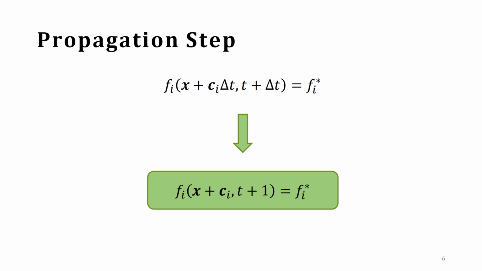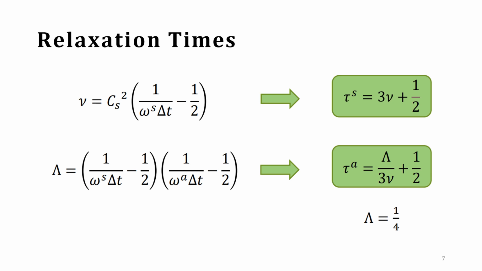The new distribution function after the propagation or streaming step is written as the first equation in this slide. Considering delta t equals 1, it can be written as the equation in the green box. The symmetrical relaxation time can be chosen based on the relationship for viscosity, the top left relationship, where the kinematic viscosity is dependent on the Reynolds number, lid velocity, and mesh size. The antisymmetric relaxation time can be chosen based on the magic parameter.